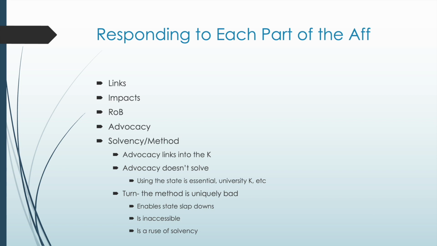Is the method inaccessible? If the method is not accessible to everybody that the aff is trying to solve for or employ in the solution, then it probably is going to be ineffective. Or is the method a ruse of solvency? Does it allow us to pat ourselves on the back and say we did it, racism is over, and then ignore the fact that it still very much exists and is just festering under the surface? So there are arguments that can be made on the solvency method level that are generating offense.